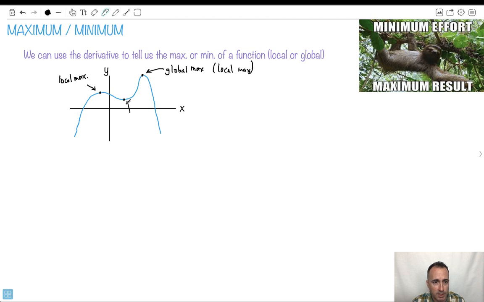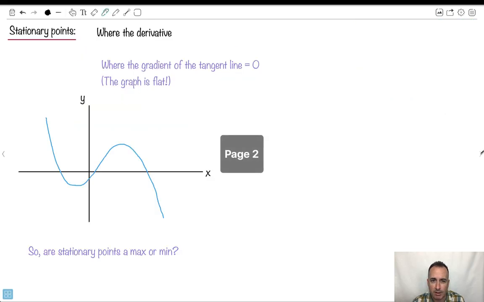And this right here would be a local min. It's a local minimum because around its area, it's a little minimum area there. So this is just the idea behind local and global max and min. Let's look at how to use the derivative for it. Now, remember what the derivative tells you. The derivative tells you about the gradient of the tangent line.